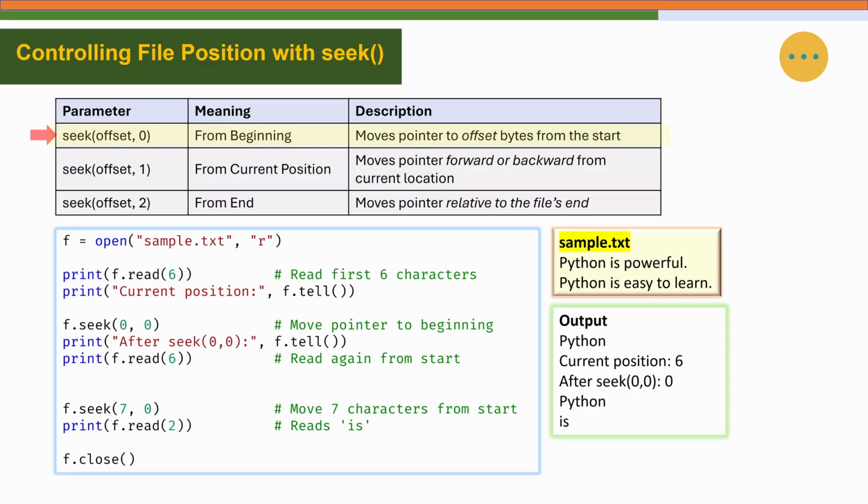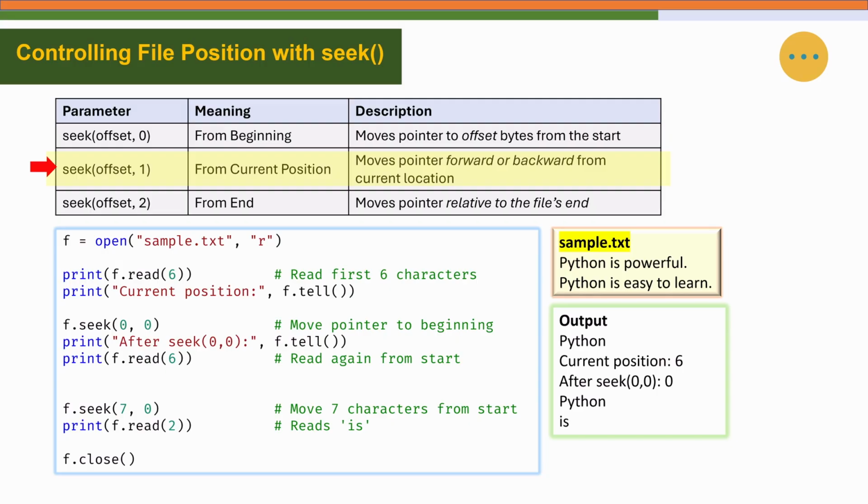The syntax is simple: f.seek, and you pass offset and then the second argument, which is from. Here offset is how many bytes you want to move, and from tells Python where to start counting from. There are three possible values for from. 0 means start counting from the beginning of the file, so f.seek(0, 0) moves the pointer right back to the start.